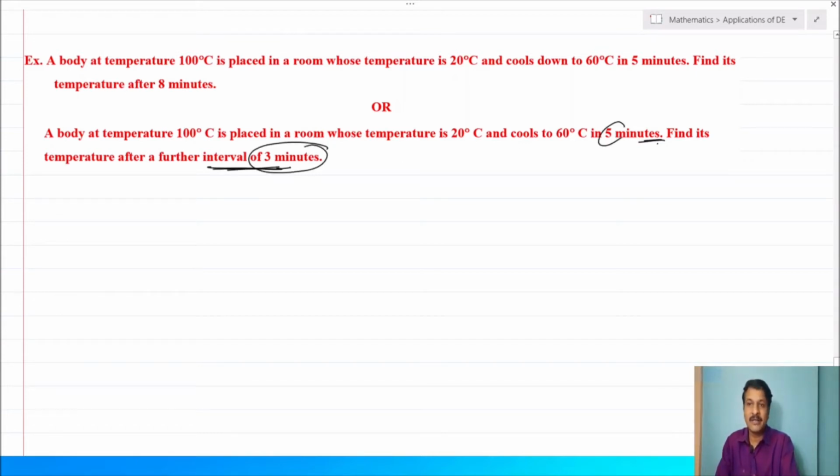It means that already 5 minutes plus 3 minutes means 8 minutes. So that is the same. So here we have to use Newton's law of cooling. So again, stepwise answer. How?